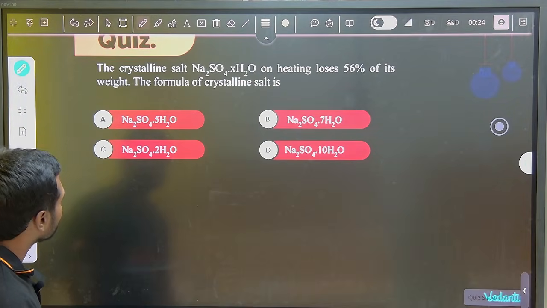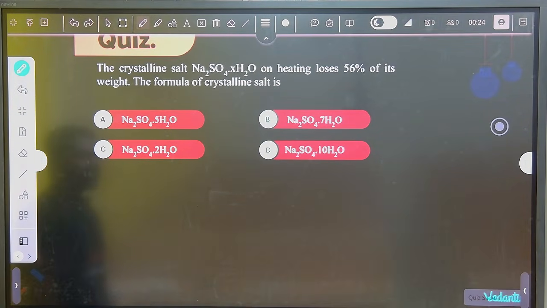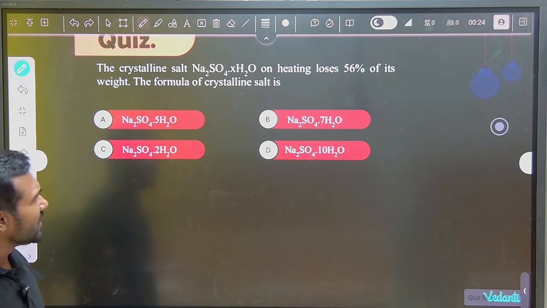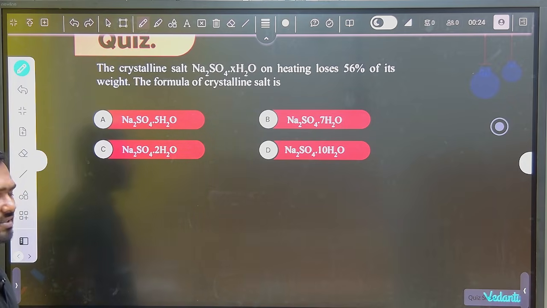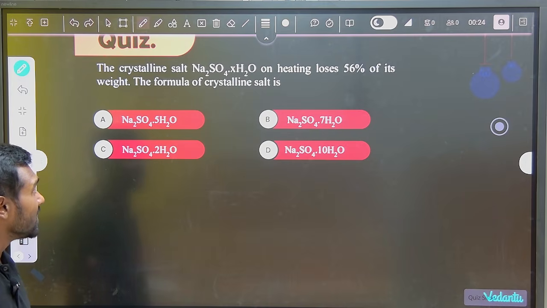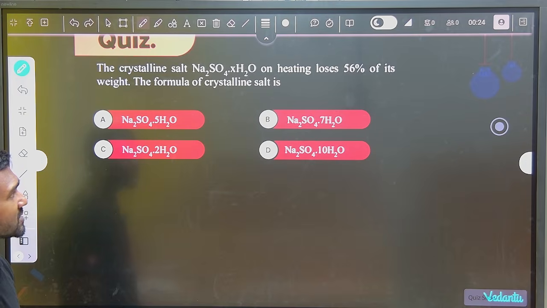This question is good. A crystalline salt Na2SO4.XH2O on heating loses 56% of its weight. What is the formula of the crystalline salt? So 56% of its weight lost on heating means that 56% of the weight of that compound is water.